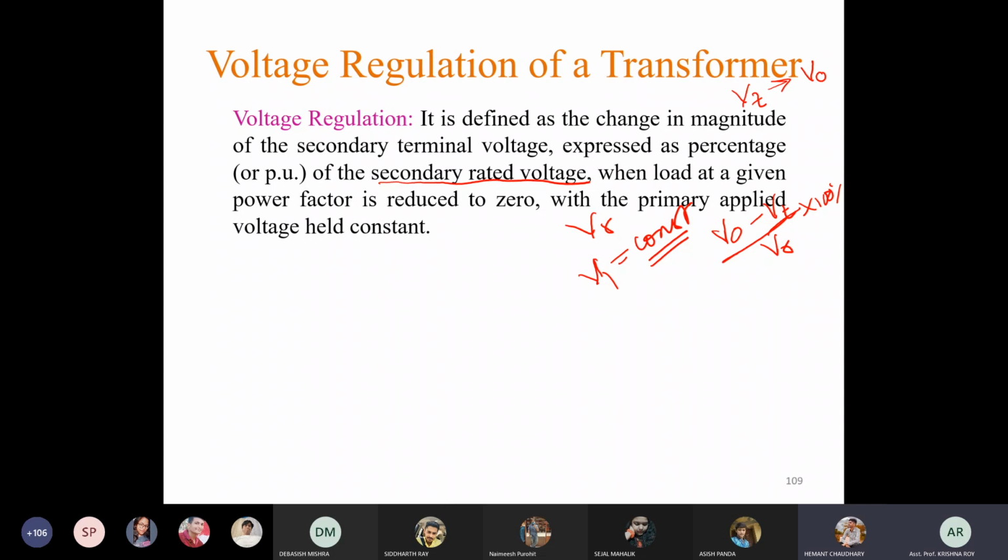Is it clear? So don't tell just that it is the change in terminal voltage with respect to the secondary rated voltage. That is not the full definition. You have to mention the conditions also. Otherwise, the definition will be wrong. Is it clear?